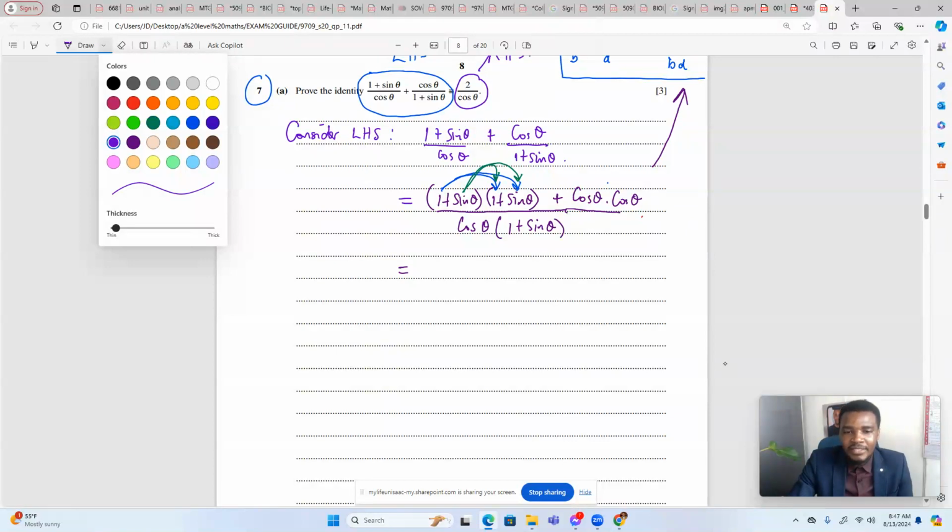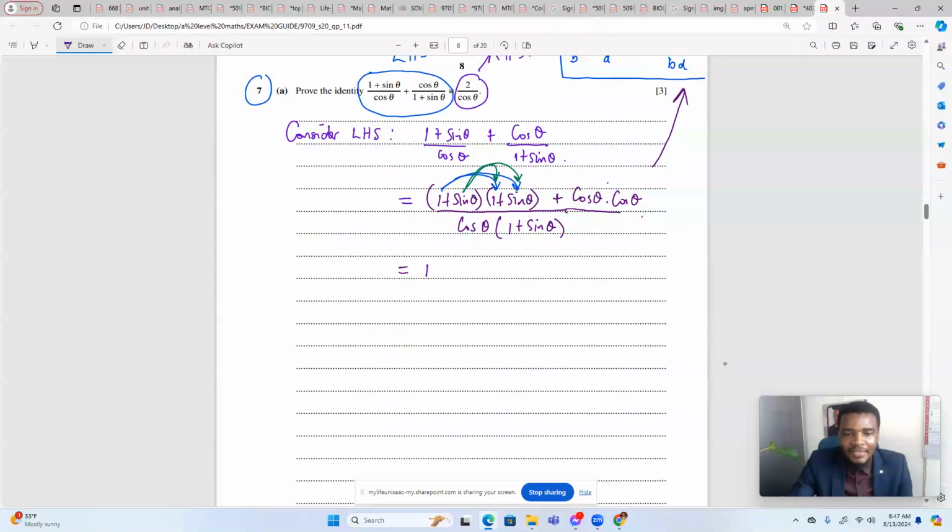So if you say 1 times 1, you get 1. 1 times sine theta, we get sine theta. If we say sine theta times 1, we get sine theta. If you say sine theta times sine theta, you get sine squared theta. Plus cos theta times cos theta, we get cos squared theta.